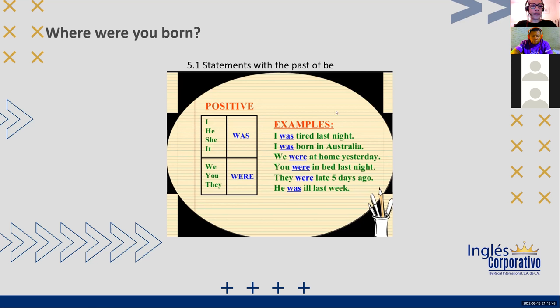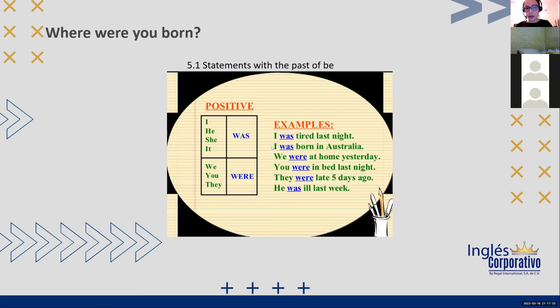All right. So, entonces, dependiendo de la persona, usamos was o were. El significado es el mismo, ser o estar, nada más que en pasado. Si yo quiero decir, bueno, ya vamos a hacer los ejemplos. Vamos a ver. Ahorita, ¿cuándo usamos was? Cuando el sujeto es I, he, she, it. Con esos sujetos, con esos pronombres, usaremos was. Si el sujeto es we, you, o they, usamos were. And we have a couple of examples here. I was tired last night.